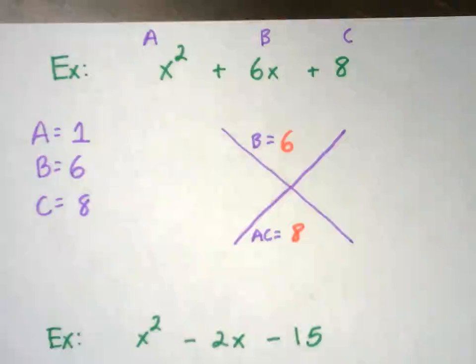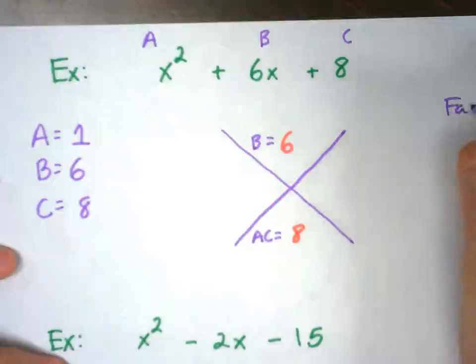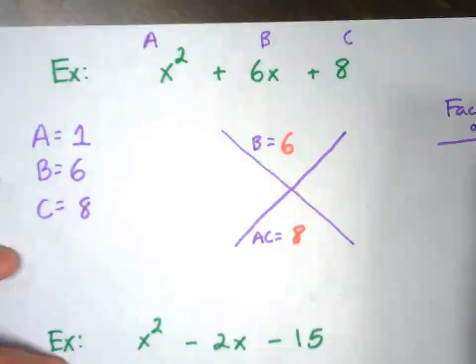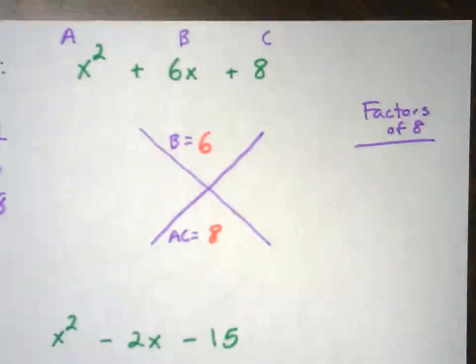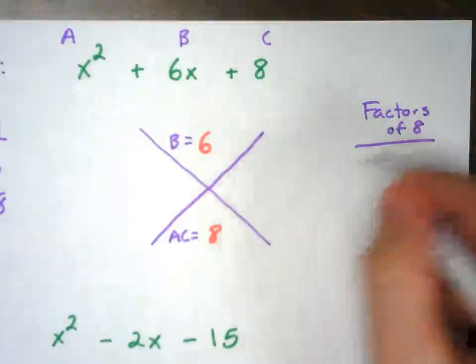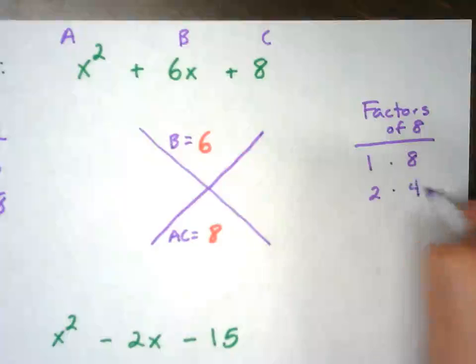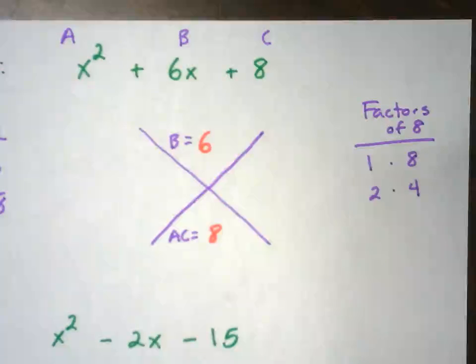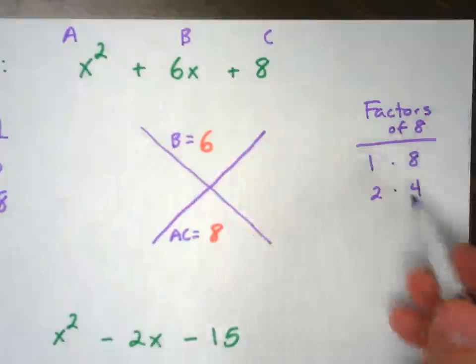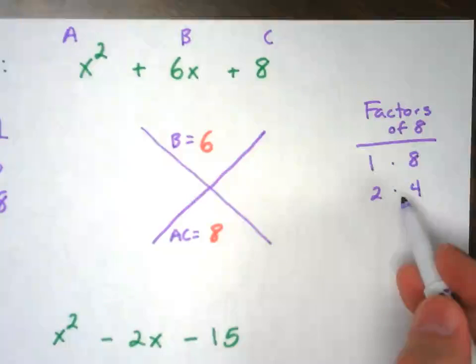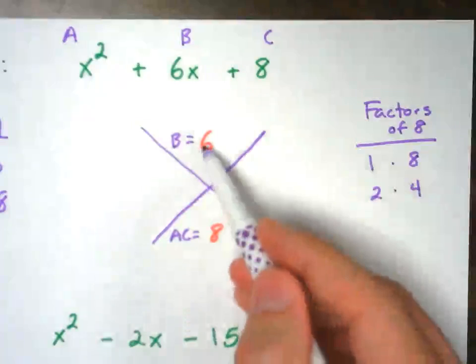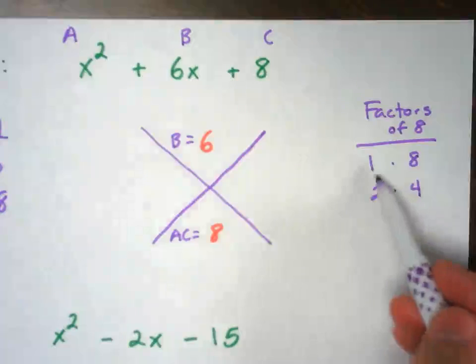Next step is you want to find your factors of 8. So your factors of 8 are things that multiply to give you 8. So that'd be 1 times 8 and 2 times 4. And that's it. That's all the factors of 8. So now it's kind of like playing a game. What 2 factors would combine to give you 6? This is the game.